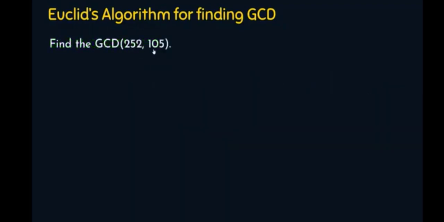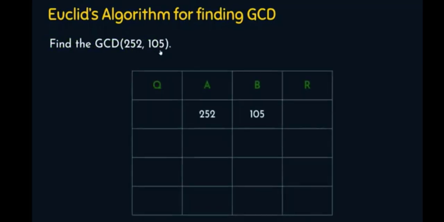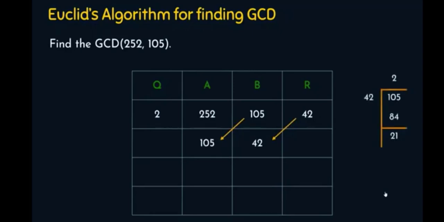Let's go for these two numbers, 252 and 105: the bigger one under A, which is 252, and the smaller one under B, which is 105. Now we start dividing the bigger one by the smaller one; the result is 2 and the remainder is 42. Now we move 105 to be under A and the remainder to be under B. We do the division again, the result is 2 under Q, and the remainder is 21 under R.